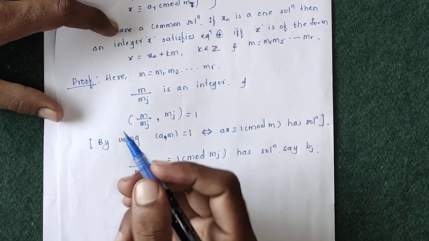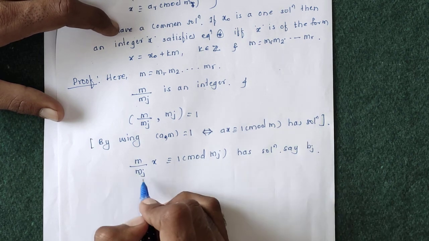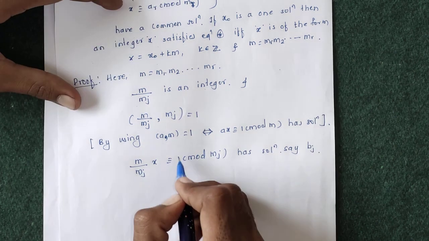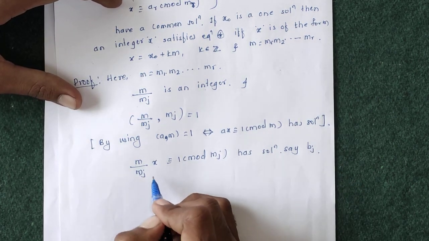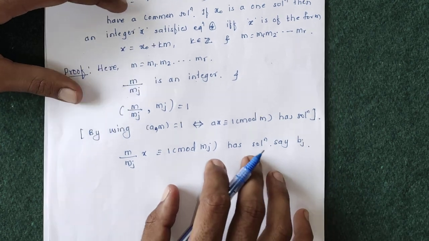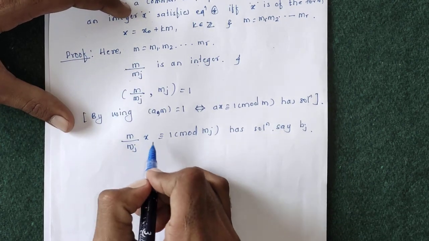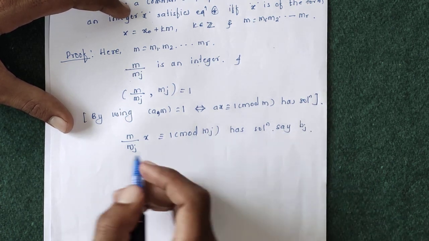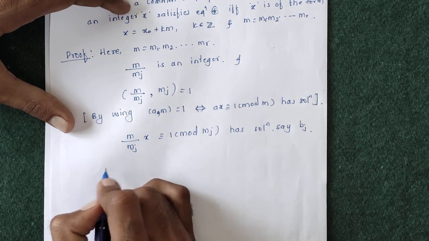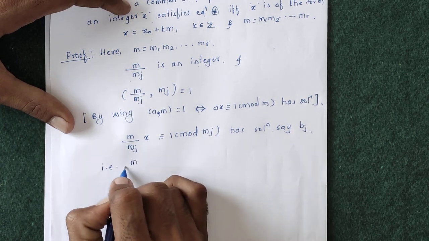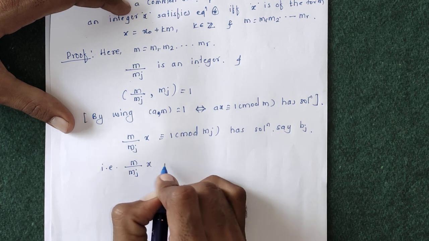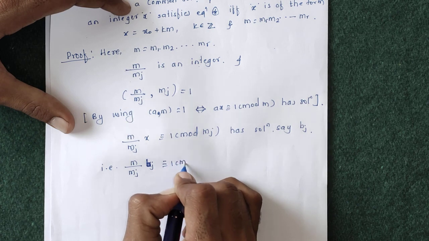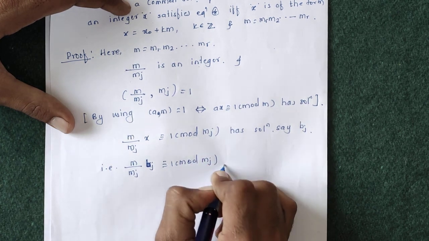Here mj, j varies from 1 to r. So if we take mj equal to m1, then m by m1 into x is congruent to 1 mod m1 has solution b1. If we take j equal to 2, then we get the solution b2. So we are using this notation bj: m by mj x is congruent to 1 mod mj has solution bj. Therefore this bj satisfies the congruence, that is, m by mj into bj is congruent to 1 modulo mj.